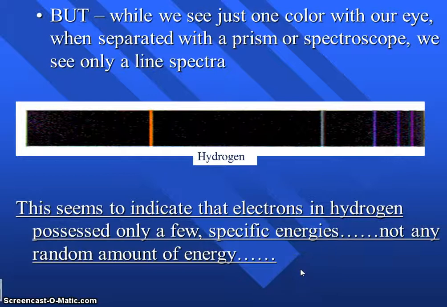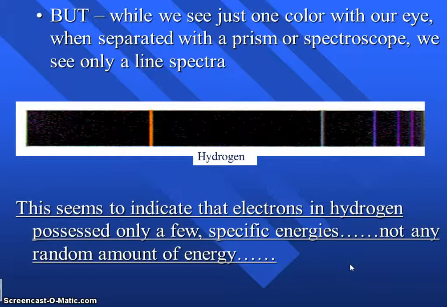So it sounds like that random model's not really what's going on, because the electrons in hydrogen seem to only possess a few specific amounts of energy, represented by the lines here, and not just any random amount of energy.